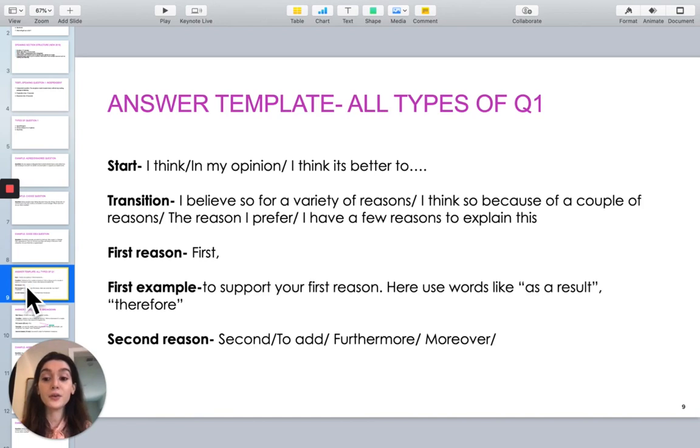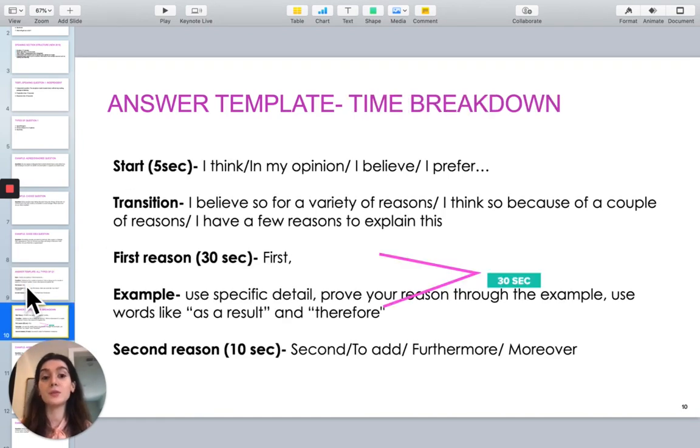Now I'm going to tell you the time management so that you know exactly how much time you need to spend on each of these parts. So when you are starting and giving your opinion, it is really one statement, and that doesn't take more than 5 seconds, right? I think it is better to be adventurous and take risks in life. Like not even 5 seconds, or let's say 5 seconds. So that's why it takes only 5 seconds. Then you're going to transition, I believe so for a variety of reasons. So this whole thing really, the start and the transition takes 5 to 7 seconds maximum.